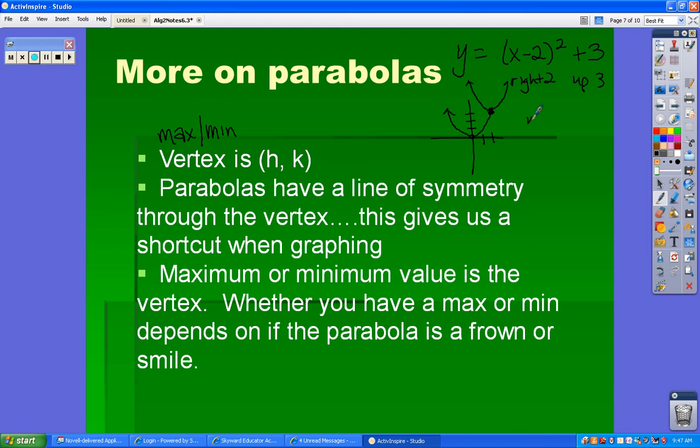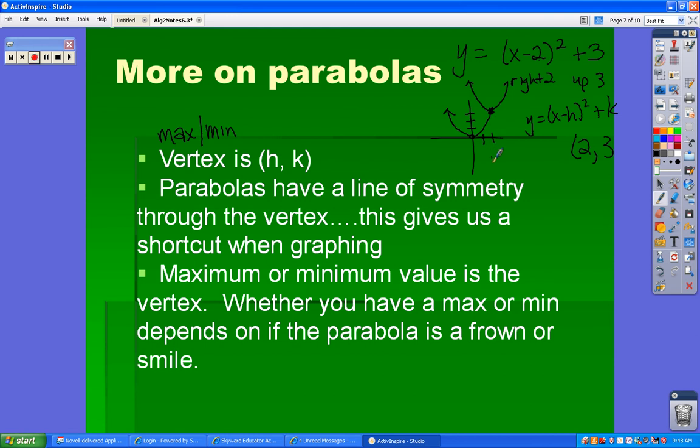Now the formula is y equals x minus h squared plus k. h is 2, k is 3. The vertex is 2, 3, just like it was when I put it on there. I have had students refuse to memorize this h, k thing. They just would rather draw a sketch of the graph every time, and that's fine.